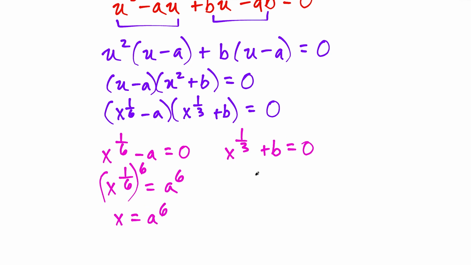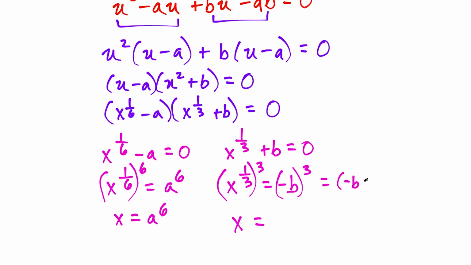And now we're going to solve this equation. So we have x to the 1/3 equals negative b. We're just going to do minus b on both sides. And here we're going to raise both sides to the power 3. So I'm raising both sides to the power 3. And this gives us x equals, if we do, let's say over here, negative b times negative b times negative b, this would give us negative b to the 3rd power because we have an odd amount of negatives.